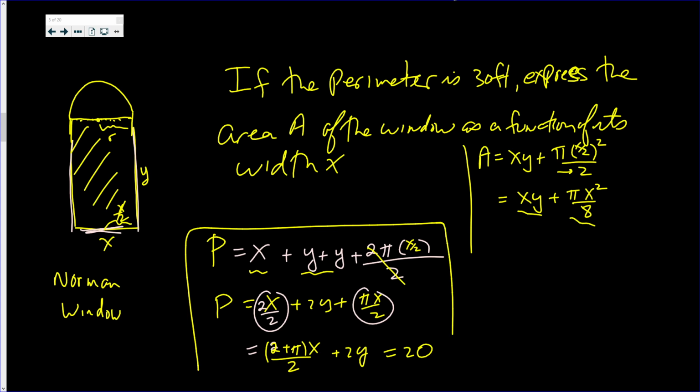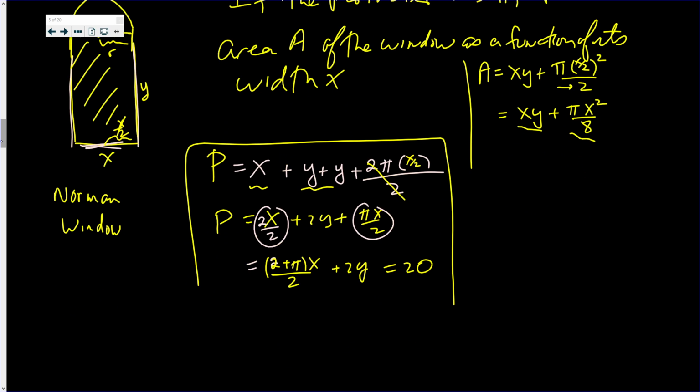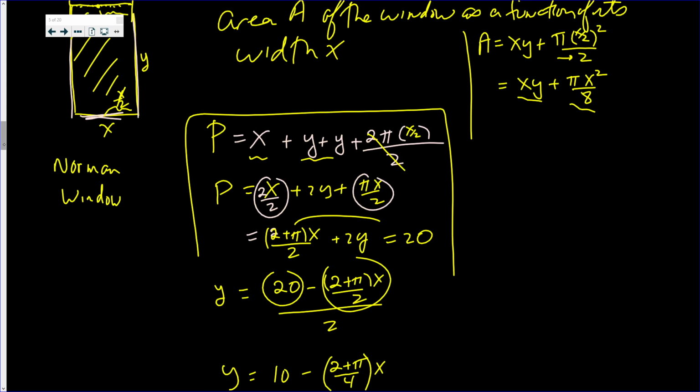So I come and I do this work. And I realize that I can solve for y. 2y is equal to 20, bring this over, minus 2 plus pi x over 2. That's 2y. Over 2 gives me y. So 20 over 2 is 10, minus this over 2 will be 2 plus pi over 4 x's. Okay, so I am done now.